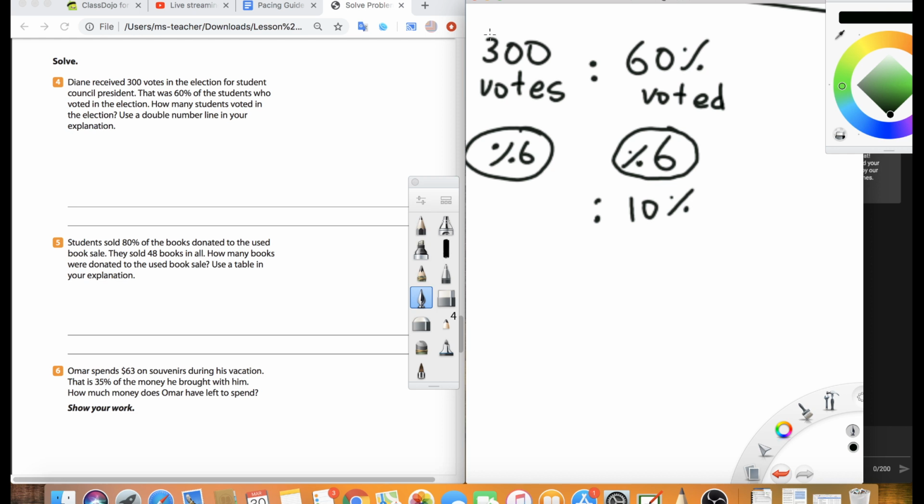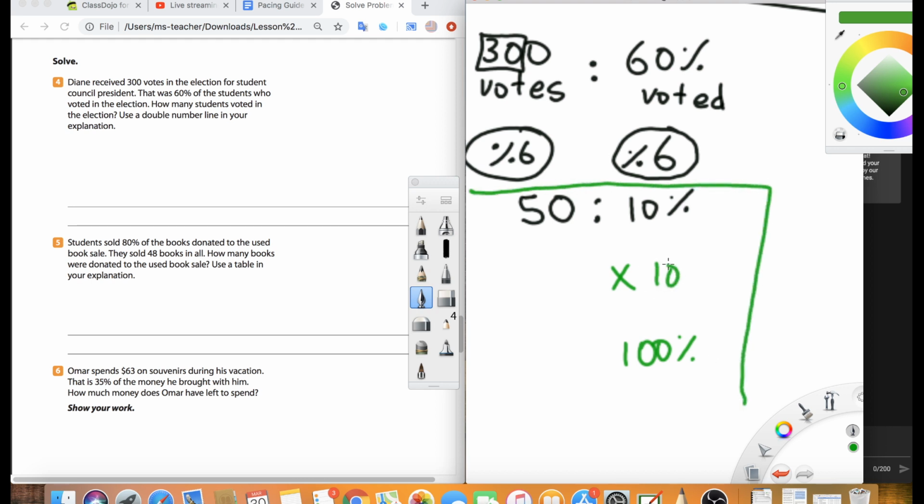I like doing it like this. I know 30 divided by 6 is 5. And then I just add the 0. So that means that 10% is going to be 50 votes. Now, this is the first step. The second step is we need to multiply the 10% to get 100%. So now 10 times what gives me 100? 10. Now, whatever I do to one side, I must do to the other side.